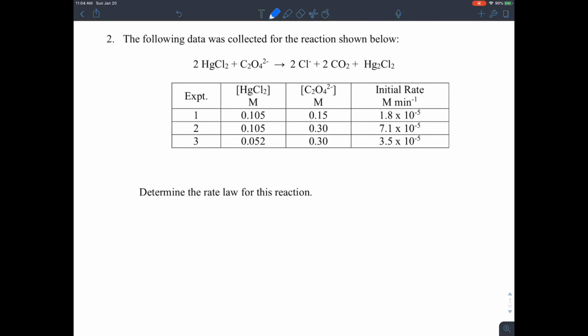Okay, guys, let's get going. This is going to be the first video on determining the rate orders of our various reactants that we're going to be using when we're talking about kinetics.